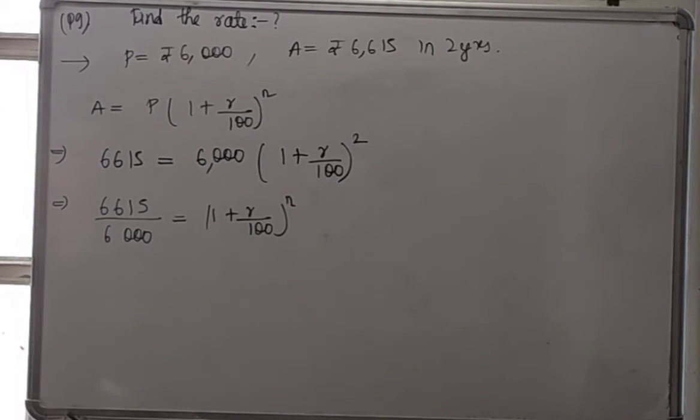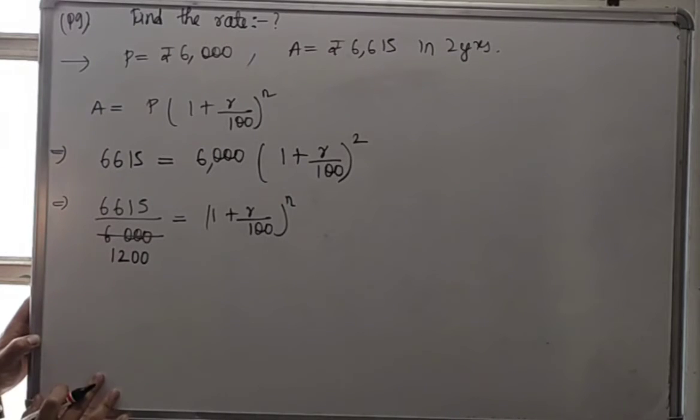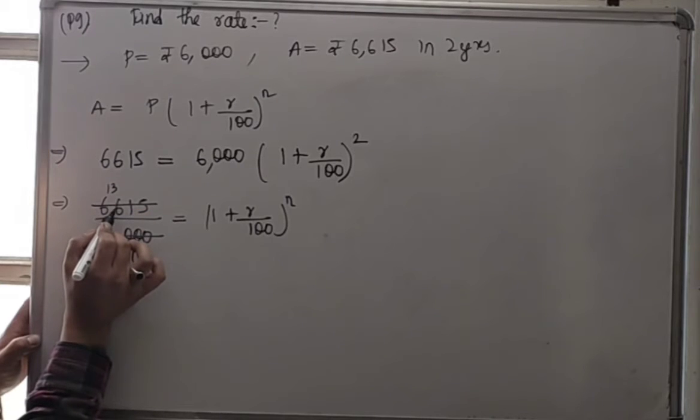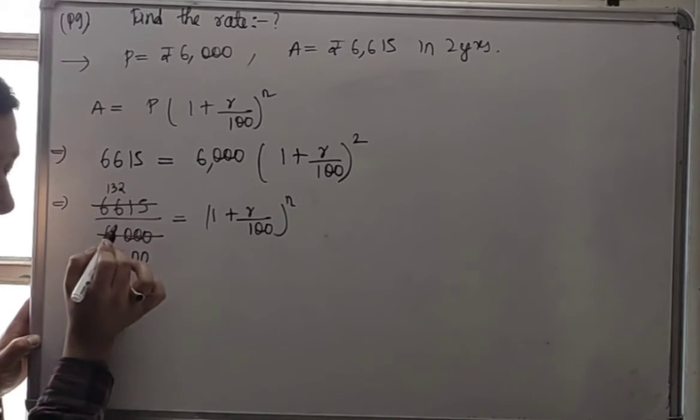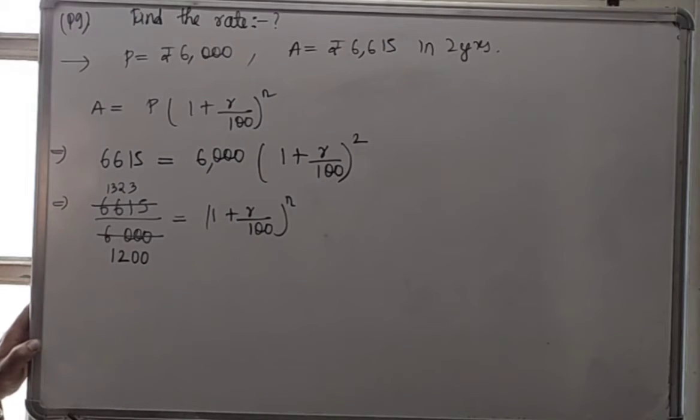Now I can cancel this with 5. I can cancel this with 5. 5 12s are 60, 0 0. 5 13s are 65. 5 13s are 65, so remainder is 11. 5 2s are 10, remainder is 15. 5 3s are 15. This much is clear to us.